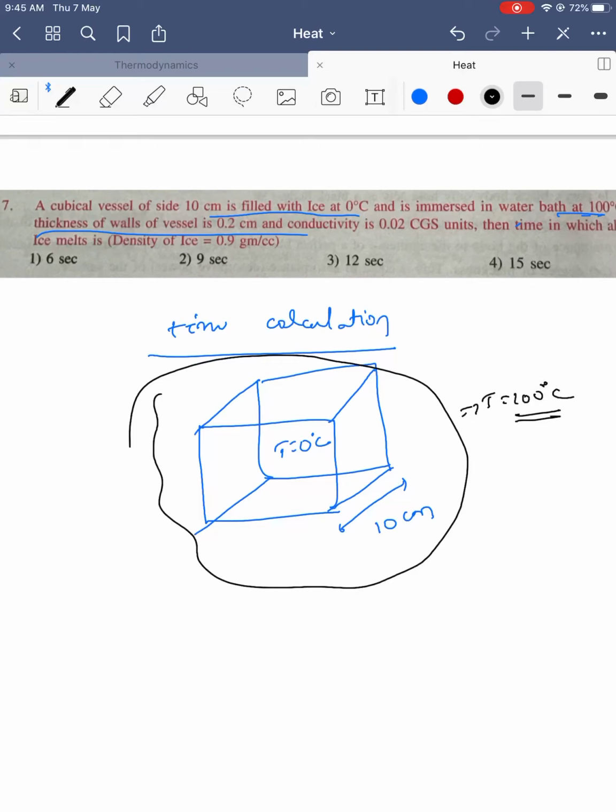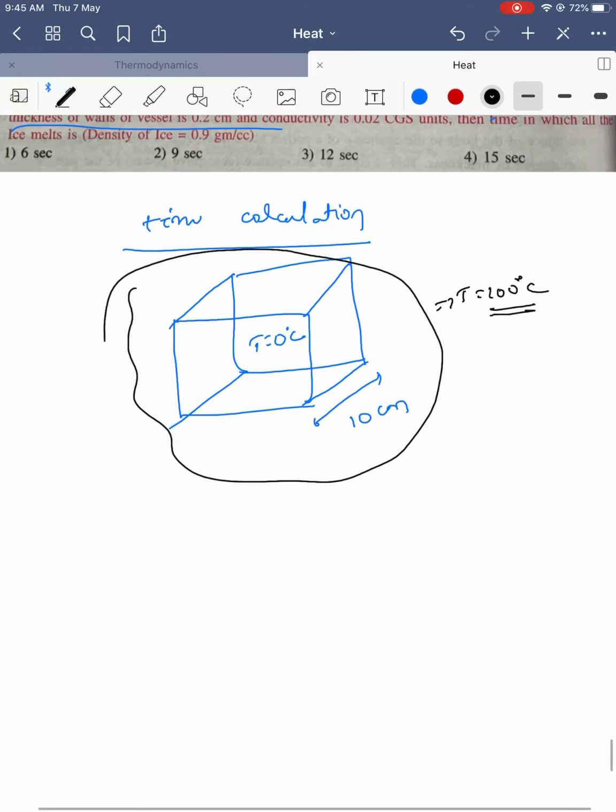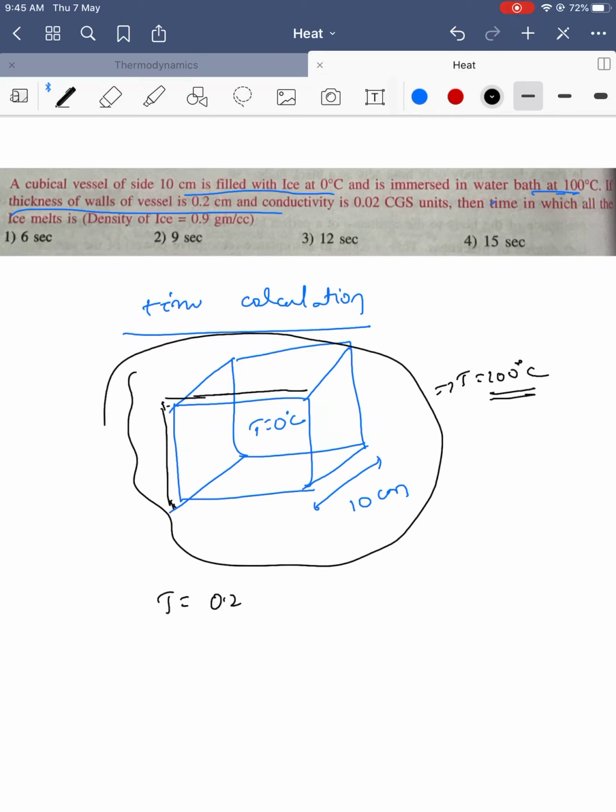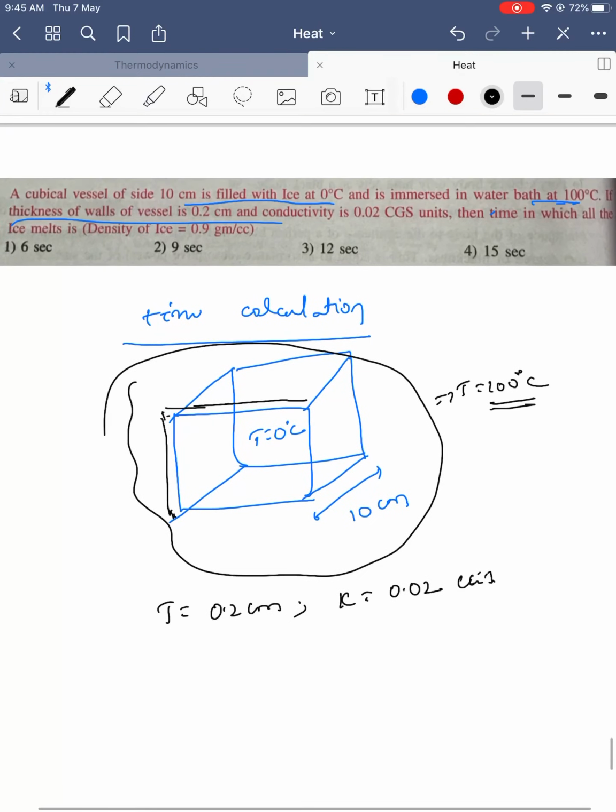Okay, now the walls of the vessel. If you see clearly, the walls also have some thickness. The thickness of the wall is 0.2 centimeter, and conductivity K is equal to 0.02 in CGS units. The time in which all the ice melts is asked.